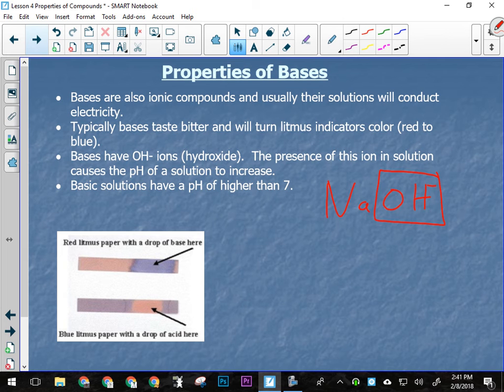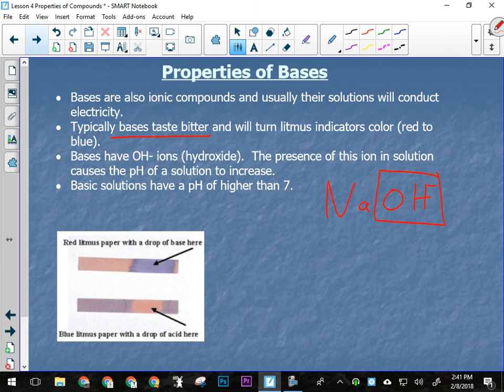Typically, bases taste bitter, but again, we're not tasting anything. But typically, bases are bitter. Soap is a base. It contains lye, which is a strong base, and that tastes obviously very bitter. Baking soda is a base, tastes bitter.